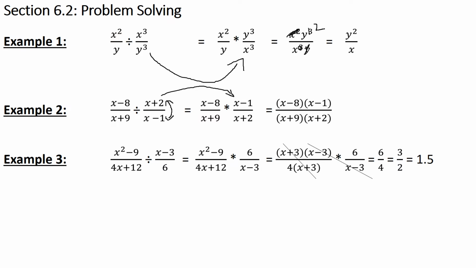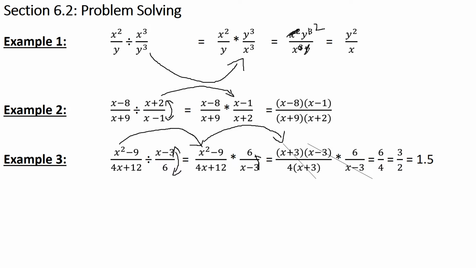And the third one, x squared minus 9 over 4x plus 12 divided by x minus 3 over 6. And what I have here, as I said before, is a difference of squares. So I've sorted it out by factoring. So it's x plus 3 times x minus 3. I flip the x minus 3 over 6 over since I'm dividing. Now it's 6 over x minus 3. And for 4x plus 12, I can factor out a 4, leaving x plus 3. So when I multiply all this together, I get x minus 3 times x plus 3 times 6 over 4 times x plus 3 over x minus 3.